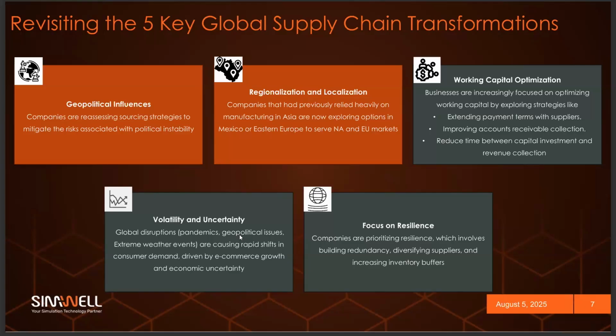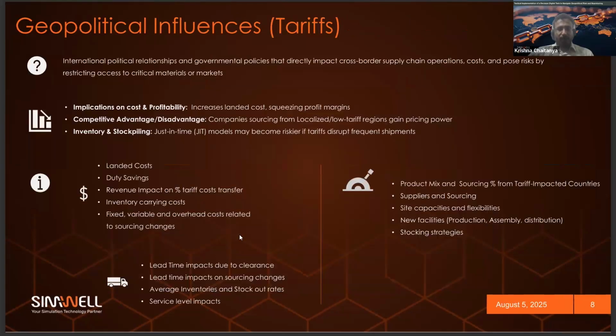Next slide, Isha. On today's topic, we will only demonstrate geopolitical influences. That is the first one here. We already spoke about what geopolitical influence is: it directly impacts cross-border supply chain operations. It poses risks to materials because, as we saw, China restricting rare earths is a challenge we have recently faced. So global or cross-border supply chains are becoming more vulnerable, and this will impact cost. There will be high landed costs.